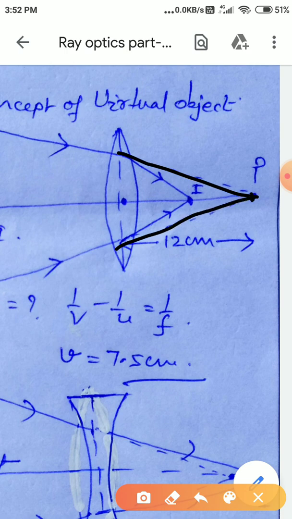Now if we place a converging lens in its path, because of the presence of this lens, the rays of light, instead of converging at point P, will converge at a point ahead of P. Let it be at I. So the image will be formed at I. Now here point P acts as a virtual object whose real image is formed at point I. So the lens is placed at a distance of 12 centimeter from P. So this distance, this is your virtual object.